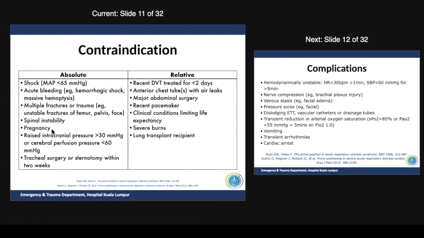Okay? So, pregnancy is an absolute contraindication. But this is because in the trial, none of the patients were pregnant. Okay? So, that's why they put it under absolute contraindication. Other than that, it is for those patients who have high ICP, and also patients who recently had surgery on the anterior part of the chest and also the neck. Okay.